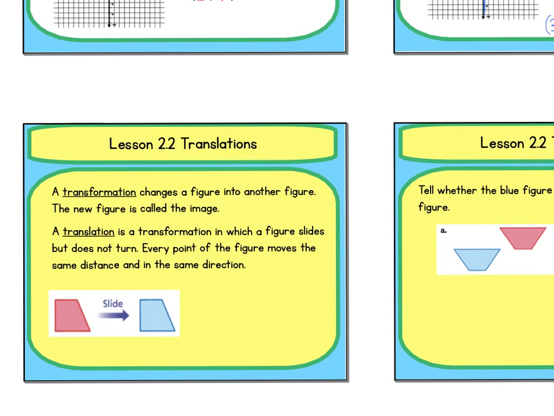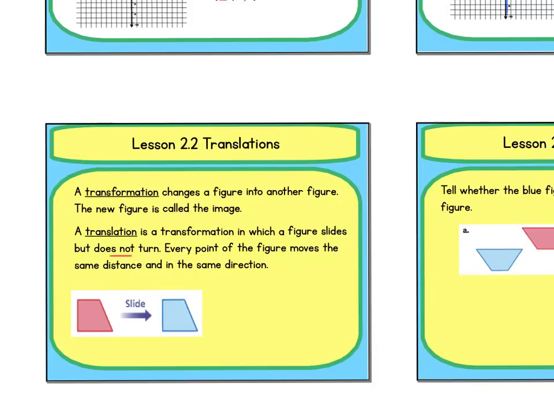A translation is a type of transformation, and a transformation is when a figure changes into another figure. The new figure is called the image. So a translation is a transformation in which a figure slides but does not turn and does not flip. Every point on the figure has moved the same distance. So here was my original, moved to here. This one moved to here, and those were the same distances that they have been moved.